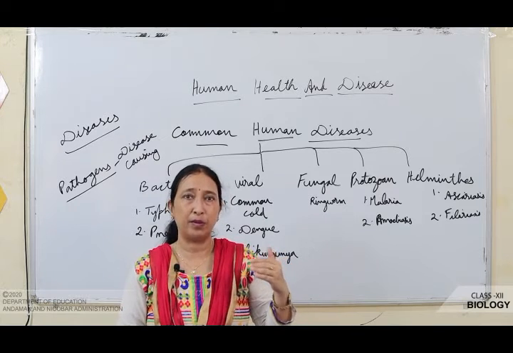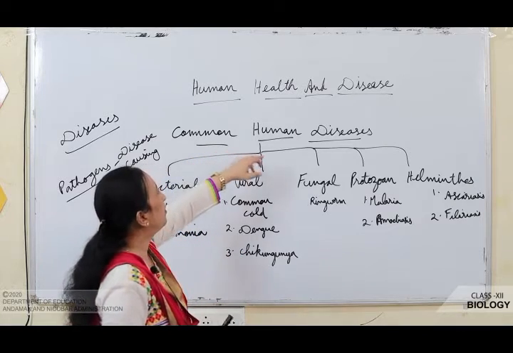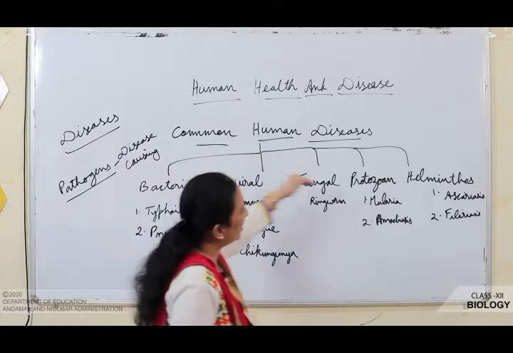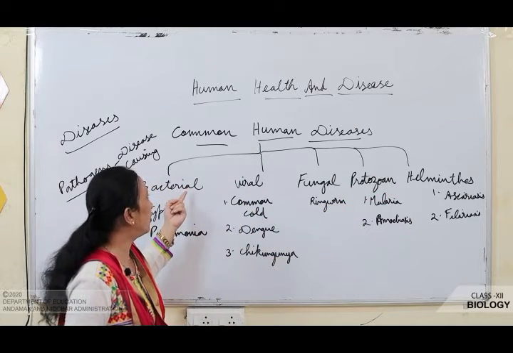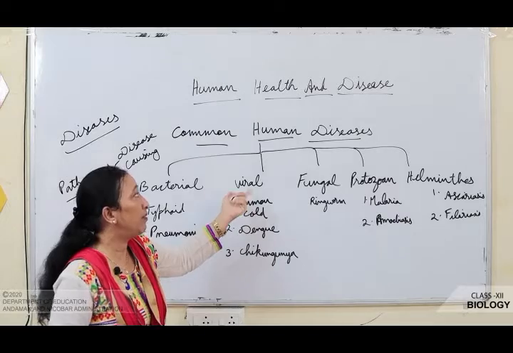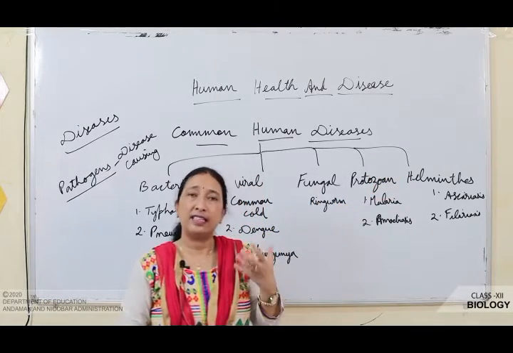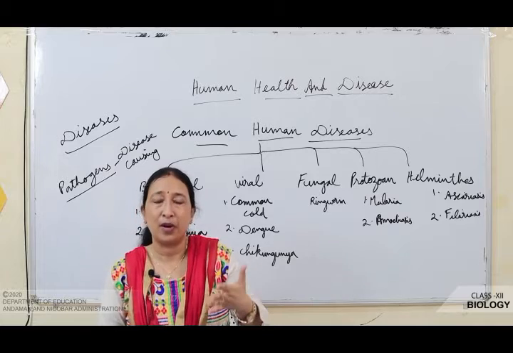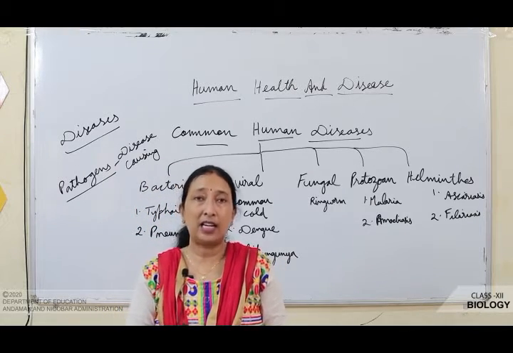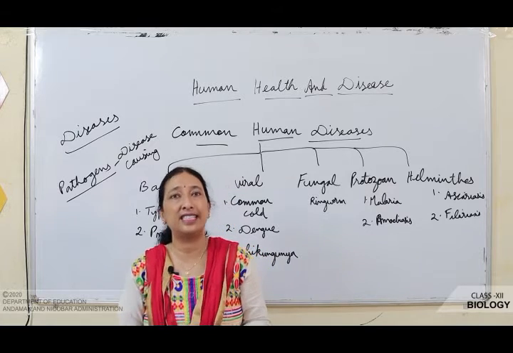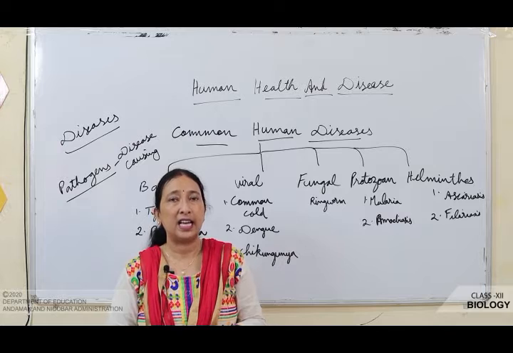There are some pathogens, disease causing agents. There are common human diseases which are caused by these disease causing agents. The carrier could be a bacteria, a virus, fungus, protozoan or helminths. These are the various categories by which diseases are caused. Diseases are communicable as well as non-communicable.